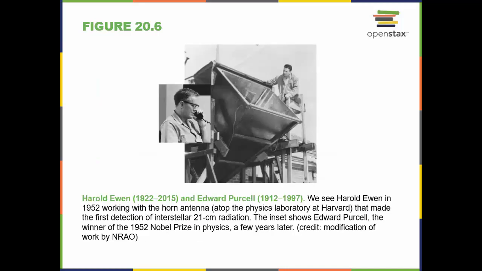Howard Ewen and Edward Purcell, we see Howard in 1952 working on a horn antenna at the top of a physics lab at Harvard, and it made the first detection of this interstellar 21 centimeter radiation.